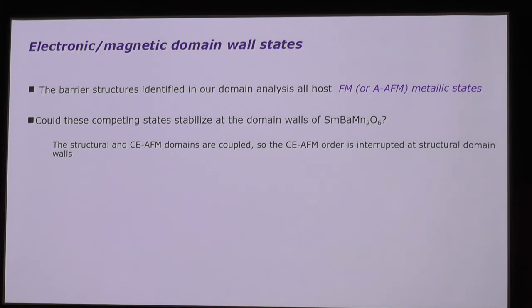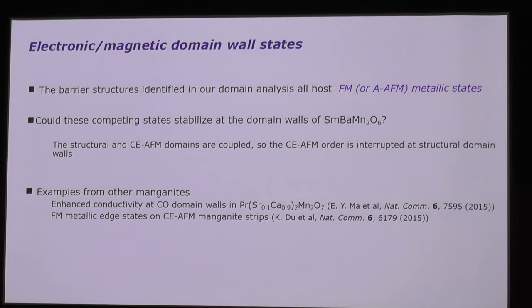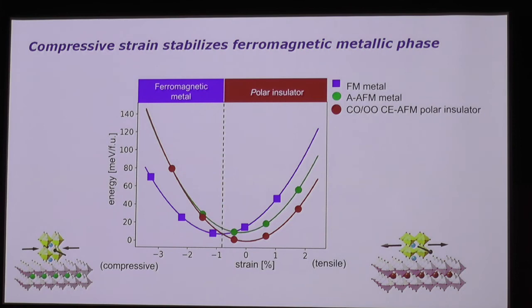But there are some interesting examples from other manganites. For example, an enhanced conductivity observed at charge order domain walls in a Ruddlesden-Popper manganite, and some ferromagnetic metallic edge states in manganite strips. The second way to look at stabilizing competing phases is going to thin films and looking at epitaxial strain. By looking at the strain dependence of these different phases, we've found that under compressive strain, this ferromagnetic metallic phase can be stabilized.